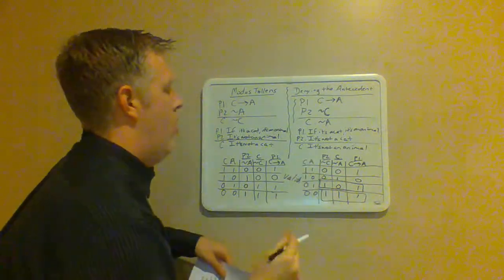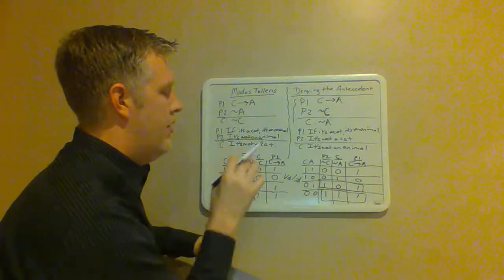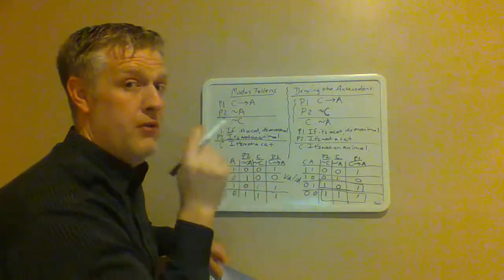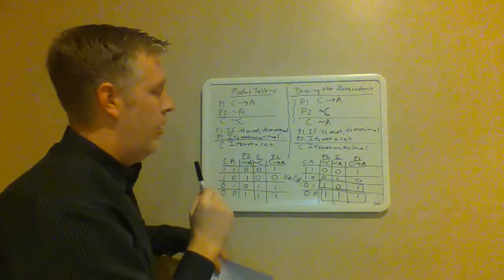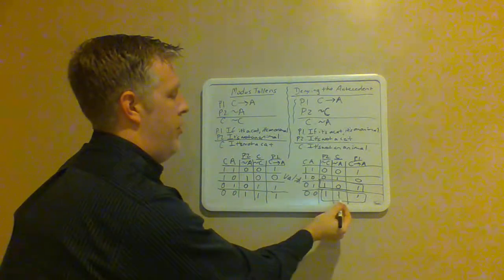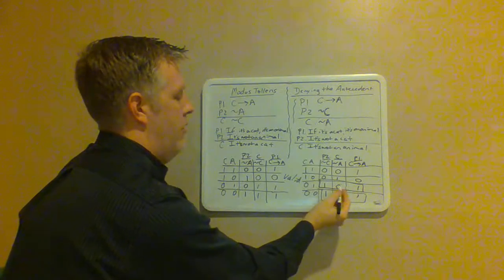So we have two rows where both premises are true. Now, is there a row where the conclusion is also false? Because that's what we need to find in order to be able to say that's an invalid argument. Okay, not the case in the fourth row. The conclusion is also true there, but look here.